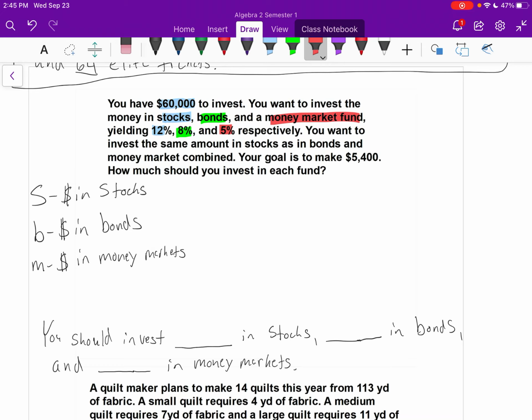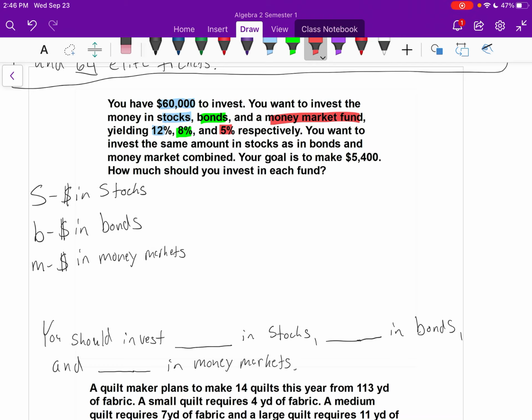You want to invest the same amount in stocks as in bonds and money markets combined. Your goal is to make $5,400. How much should you invest in each fund? There it tells us our variable, the money in each type of fund. So stocks, bonds, and money markets. So I got S as stocks, B as bonds, and M as money markets.